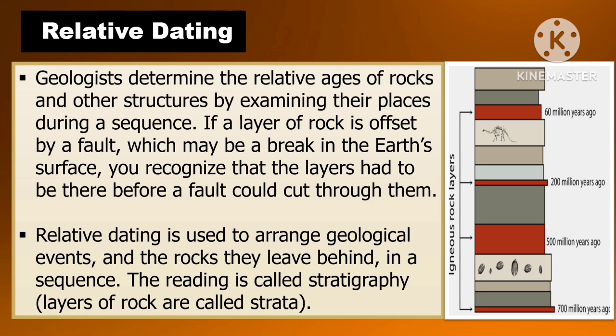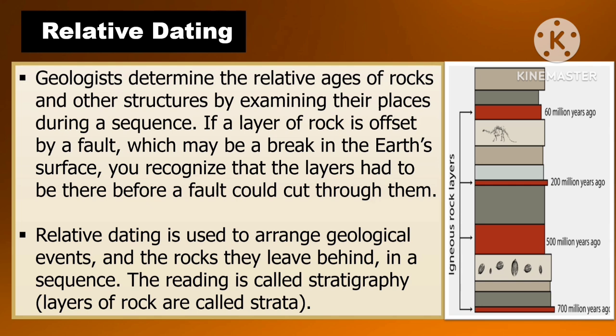Geologists determine the relative ages of rocks and other structures by examining their places in a sequence. If a layer of rock is offset by a fault, which may be a break in the Earth's surface, you recognize that the layers had to be there before a fault could cut through them. So relative dating is used to arrange geological events and the rocks they leave behind in a sequence.